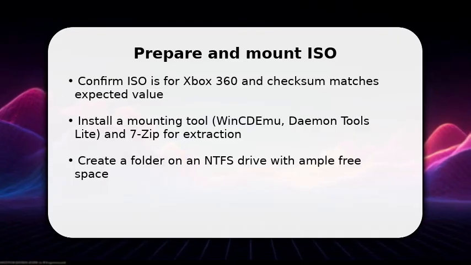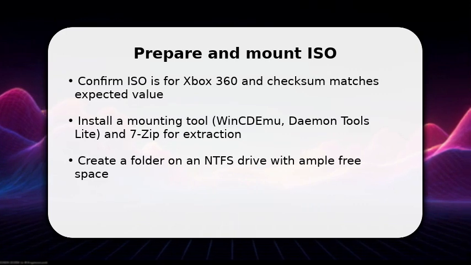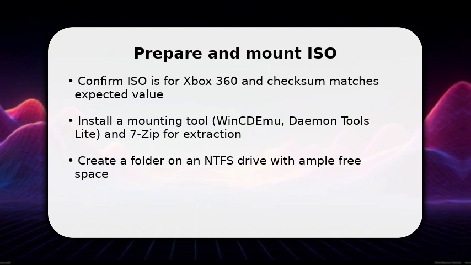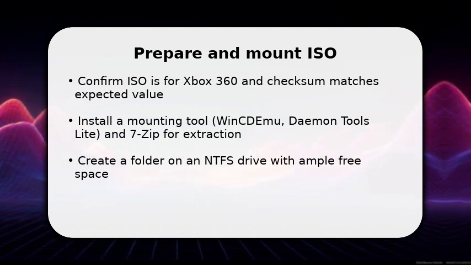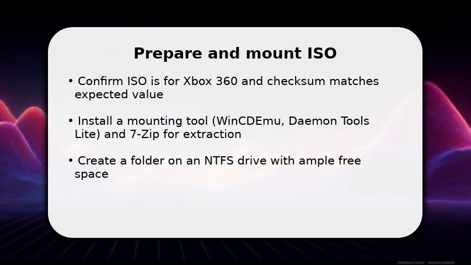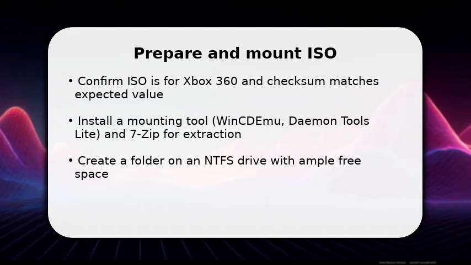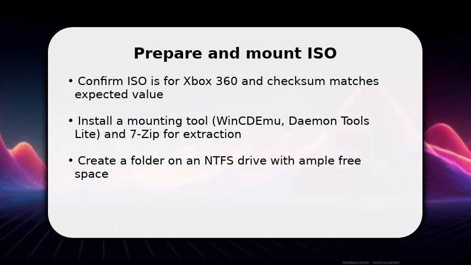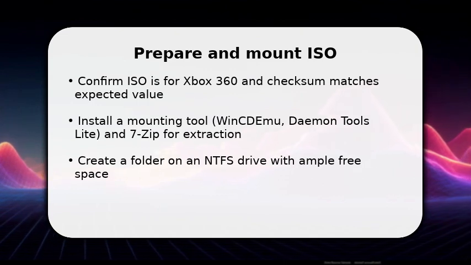You start by confirming the ISO is a genuine Xbox 360 image and matches its checksum so you avoid corrupted files. Next, mount the ISO with a lightweight tool or open it with 7-zip. This lets you see the content without burning. Make a dedicated NTFS folder to extract into, because Xbox files can exceed FAT32 limits.